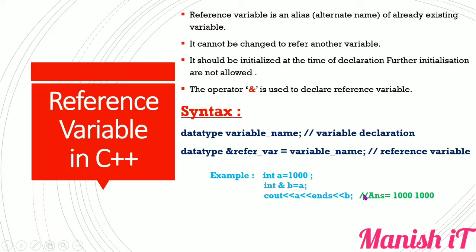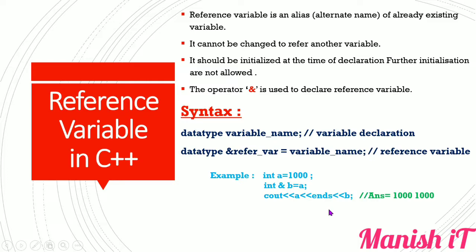Here b is an alias name for a. Why am I saying this? Because the ampersand symbol is used with b. So b is an alias name of a, and a and b are indirectly the same.